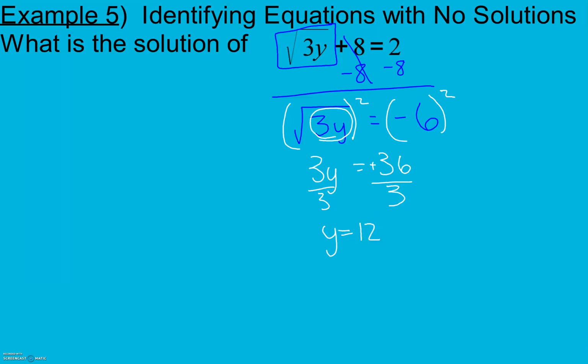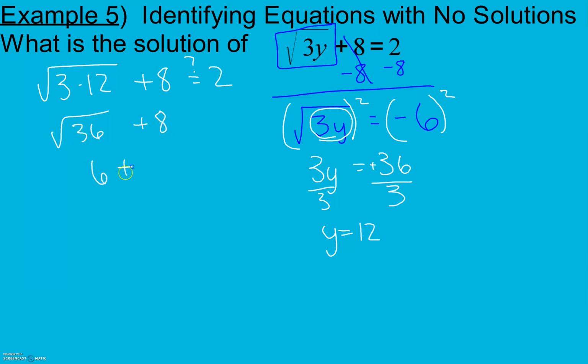Now I need to plug that in to double check. So the square root of 3 times 12 plus 8 equals 2. We're going to check this. So the square root of 36 plus 8, square root of 36 is 6 plus 8, which gives me 14. Does not equal 2, so 12 does not work.